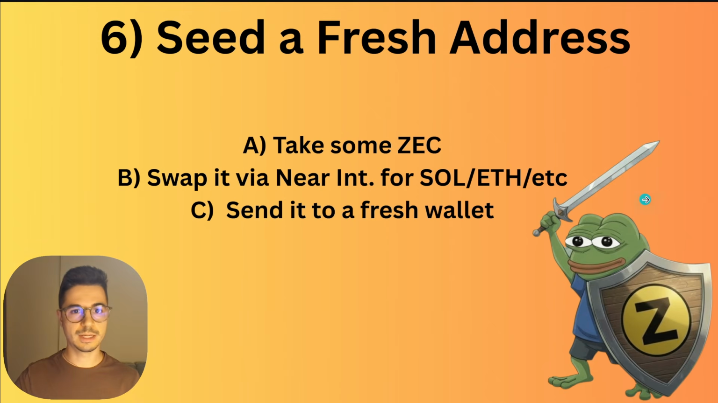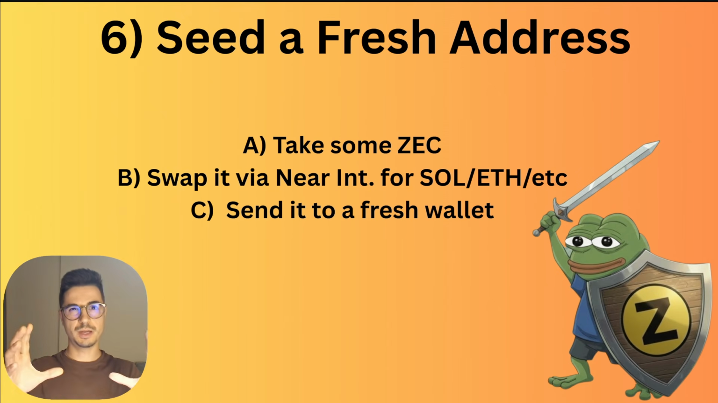Let's continue to the next step, and now let's imagine a week passed, and now you could take out some of this ZEC, swap it via NEAR Intents for SOL, ETH, USDC, whatever, and send it to a fresh wallet so that nobody can track you, since your funds arrive from this shielded pool, and if you just keep it in there long enough, then the moment you take it out, it cannot be linked to your previous transaction when you sent it in.